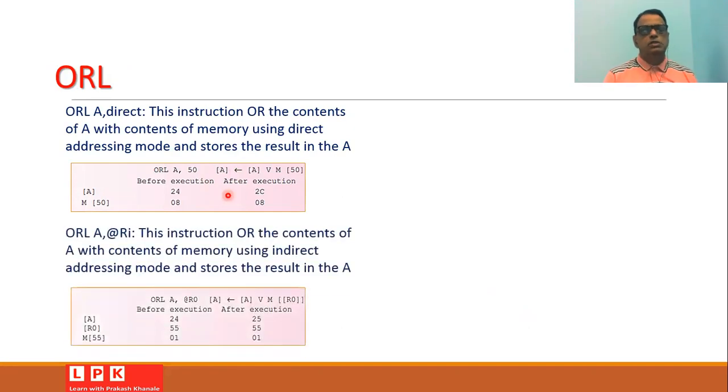Another form of this instruction is ORL A comma at RI, where the content of A is ORed with the content of memory using indirect addressing mode. If we write this instruction as ORL A comma at R0, and A is 24, R0 is 55, and memory location 55 contains 01, then after the OR operation, we will get the result 25 in the accumulator.